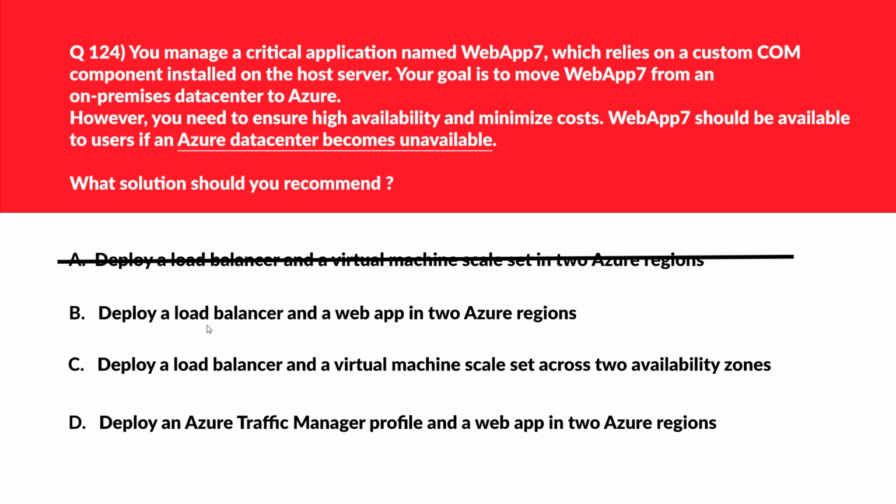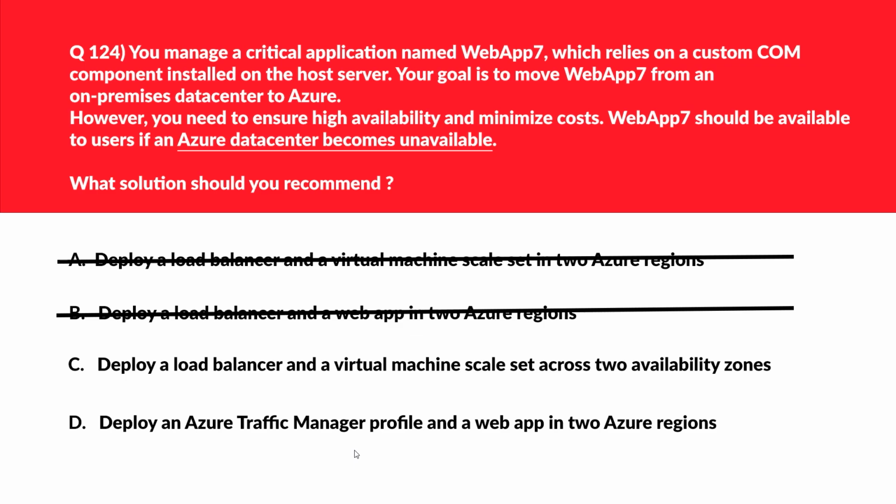B says deploy a load balancer and a web app in two Azure regions. A load balancer, if we look, doesn't work across different regions, that is two Azure regions. Therefore, this statement is out. Now let's look at option D. D says deploy an Azure Traffic Manager profile and a web app in two Azure regions. Azure Traffic Manager provides DNS based traffic routing but doesn't handle failover or data center unavailability. It's not sufficient for disaster recovery across regions, which is what is asked in the question.